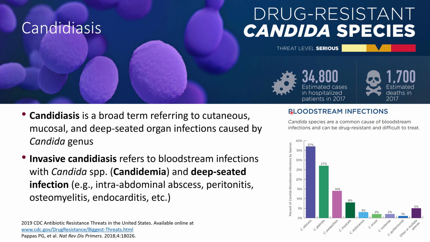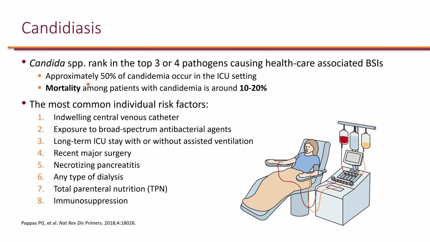So bloodstream infection would be called candidemia, and deep-seated infections include things like intra-abdominal abscess due to fungal species, osteomyelitis, endocarditis, etc. Okay, so in the blood for candidemia, C. albicans causes the most incidents, followed by C. glabrata, and then C. parapsilosis, C. tropicalis, and then the rest of them are pretty much low rate. Now, among healthcare associated bloodstream infections, candida actually ranks in the top 3 or 4. In fact, Staphylococcus aureus is number 1, and then coag negative staph, and then between enterococcus and candida would be the next that cause bloodstream infections. And mortality is pretty high, so 10 to 20% mortality due to candidemia.